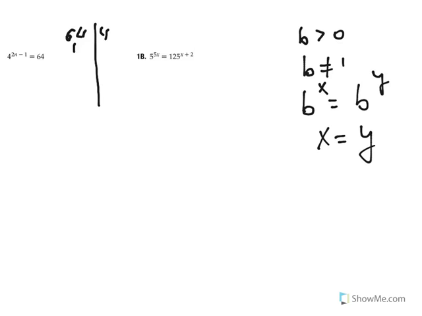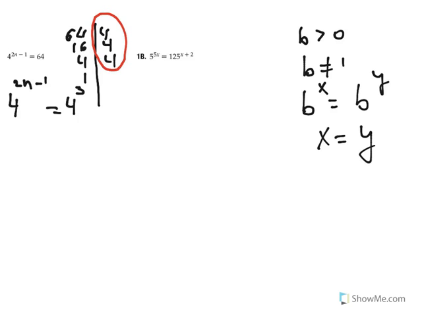64 divided by 4 is going to give me 16. 16 divided by 4 is going to give me 4. 4 divided by 4 is going to give me 1. So 64 can be written as 4 to the third power, since we have three 4s. So on the left side we have 4 to the power of 2n minus 1 equals, on the right side I can say 4 to the third power.